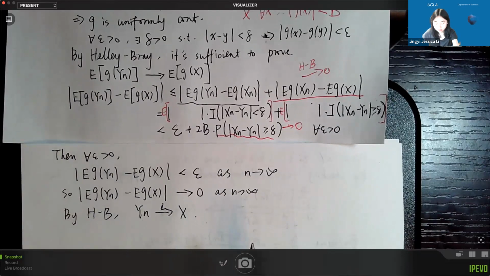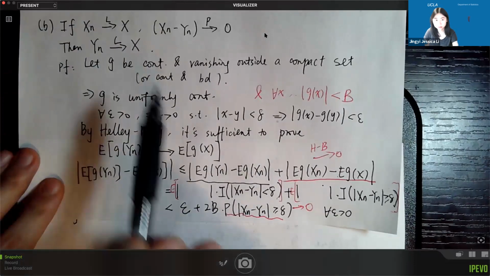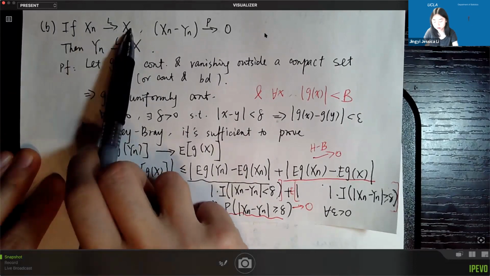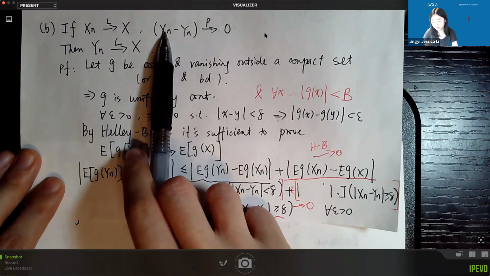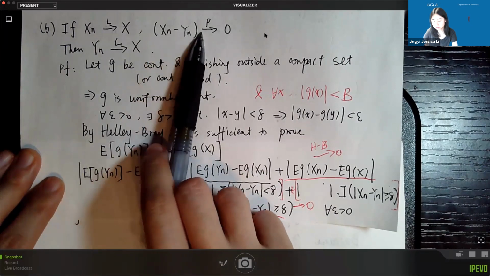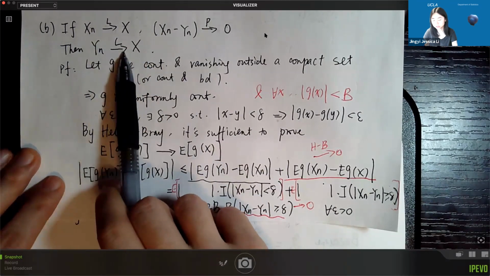Okay, that's statement B. Again, it's about if you have a convergence in law, and if you have another sequence that has very small difference with the first sequence, and the difference goes down to 0 as n goes to infinity, then you can have the second sequence converge in law to the same limit.